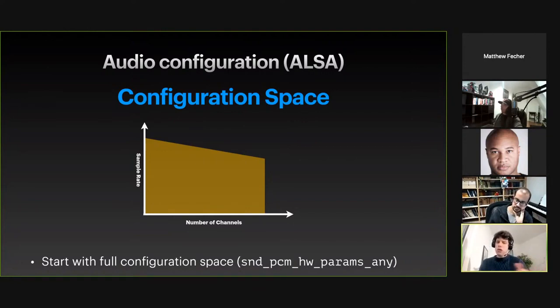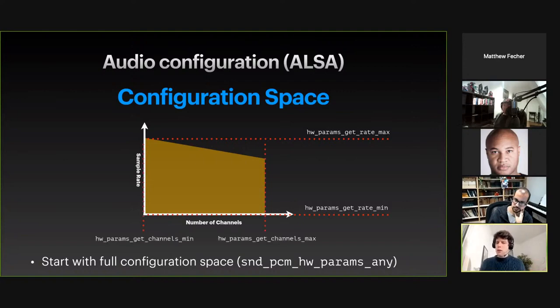So you could choose a low number of channels and a really high sample rate. And you can probe the extent of this area with API calls. You can ask, what is the maximum rate that you can get? What's the minimum rate? What's the minimum channels? What's the maximum channels? To be clear, this only gives you the bounding box of this configuration space. You don't see that there's a space you cannot access. These calls give you the limits of these parameters.